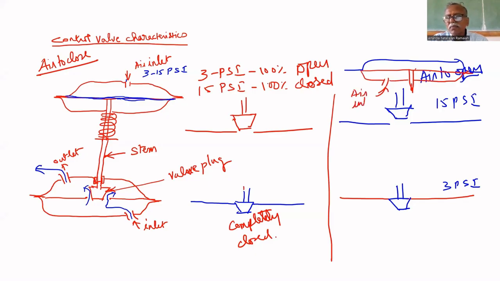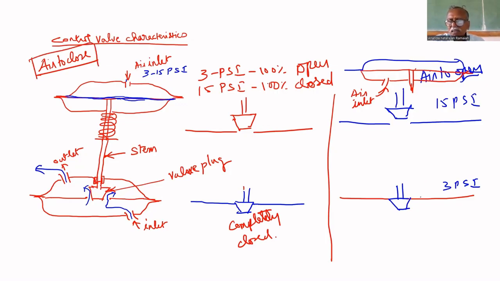Air inlet. By looking at the valve, if the air inlet is on the top side, it means air to close. If the air inlet is at the bottom, it means air to open. The valve plug position will determine whether it is completely open or completely closed. Here, for 3 psi, it is completely open. For 15 psi, it is completely closed. Therefore, air is required to close. That's why this valve is called air to close.